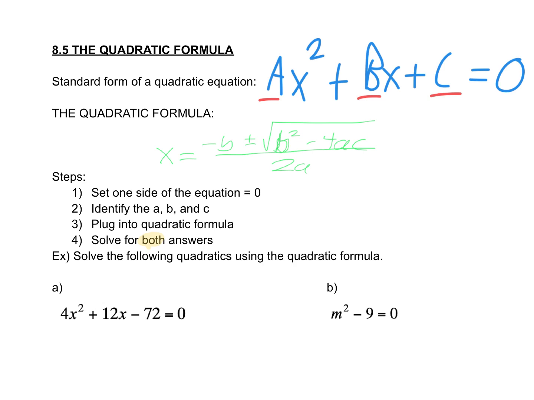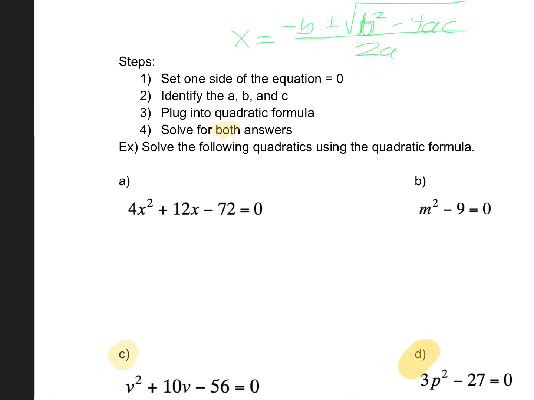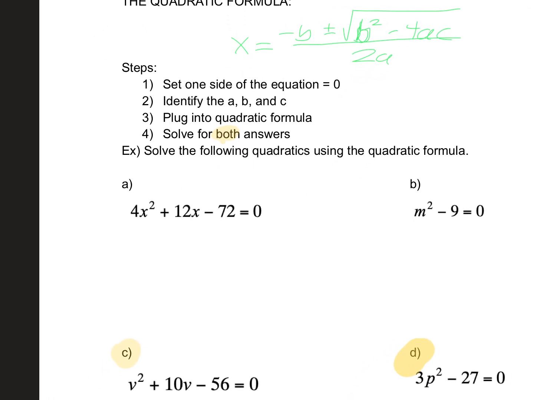So let's go ahead and just try this out in example A. I'm going to leave the quadratic formula in green visible up there so you can see it. So first we need our a, b, and c values. For problem A, our a value is 4, our b value is 12, and our c value is negative 72. Now, we are just going to plug these into the quadratic formula.